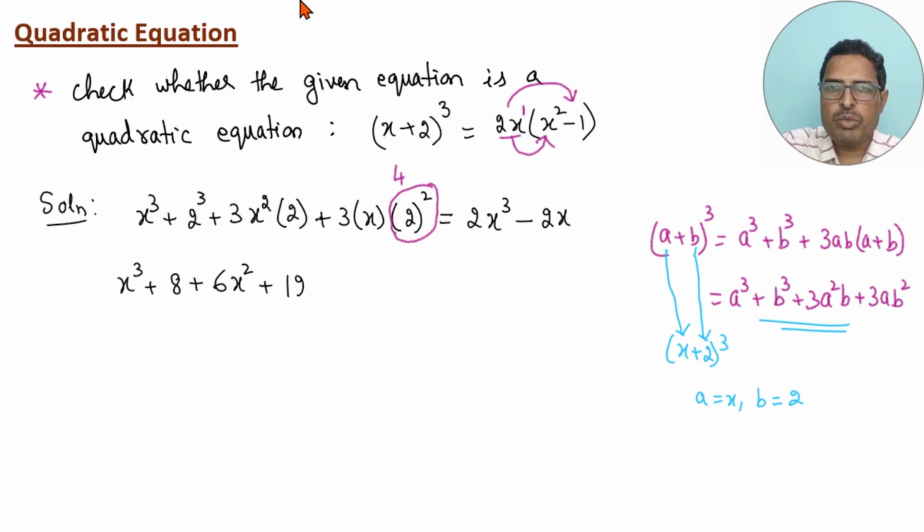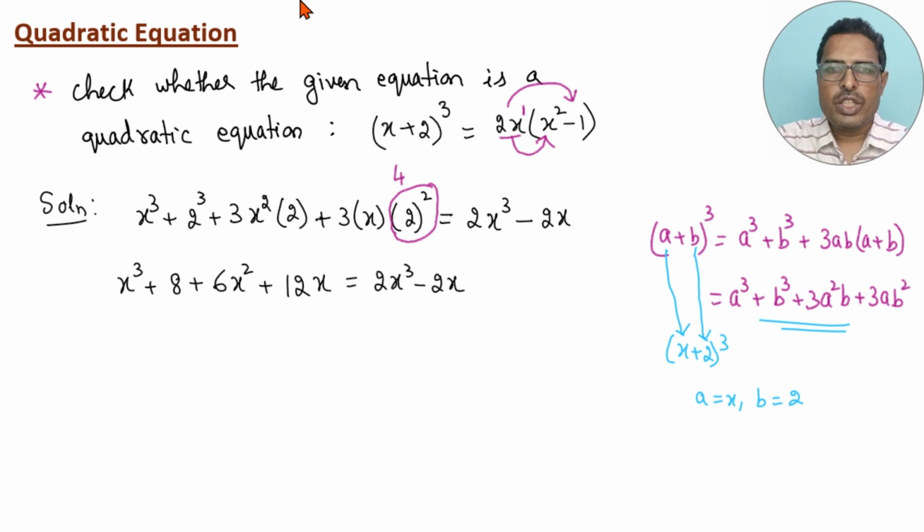So 12 times of this x is equal to, on the right hand side what you have is 2x cube minus 2x. So let us further try to simplify this one. Now let us try to write down the left hand side in an order.